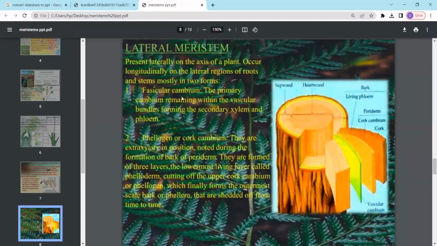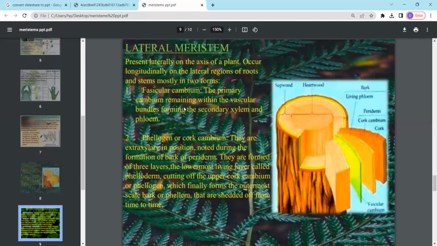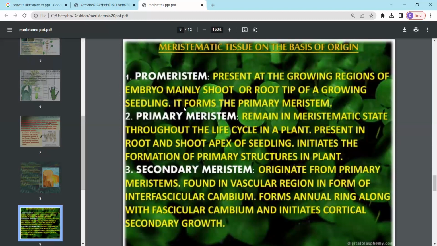Lateral meristems are inactive, but during the secondary growth, when they receive the signal, they become active and help in the secondary growth. Phellogen or cork cambium mainly helps in the formation of bark, whereas fascicular cambium mainly helps in production of secondary xylem and secondary phloem during the secondary growth. So this is the classification based on position: apical meristem, lateral meristem and intercalary meristem.